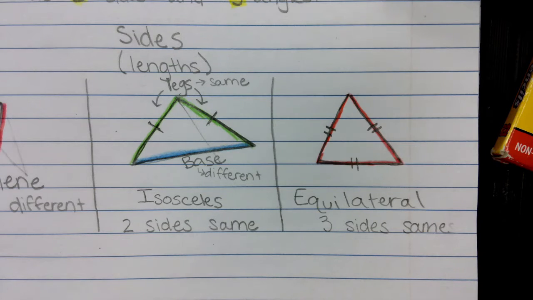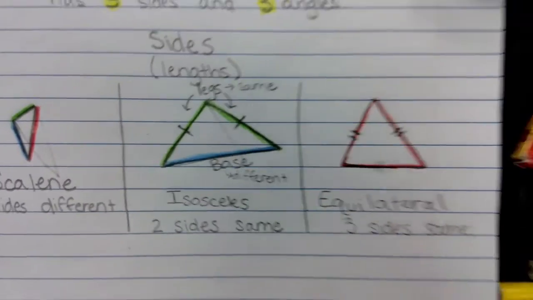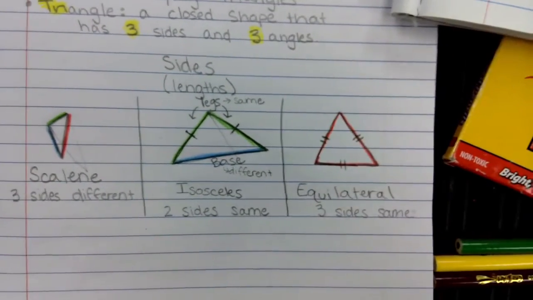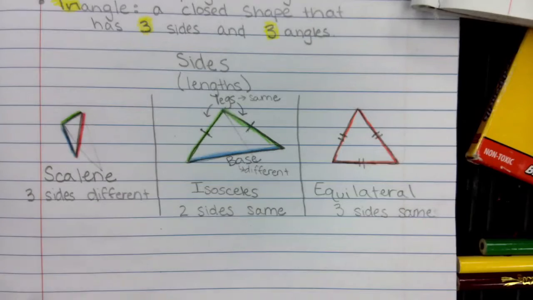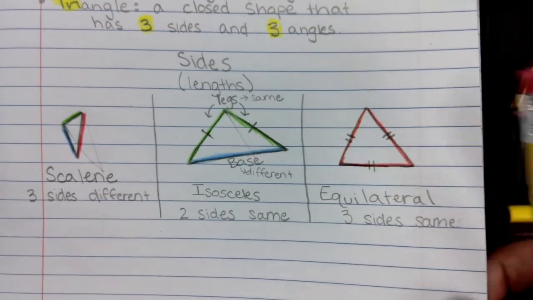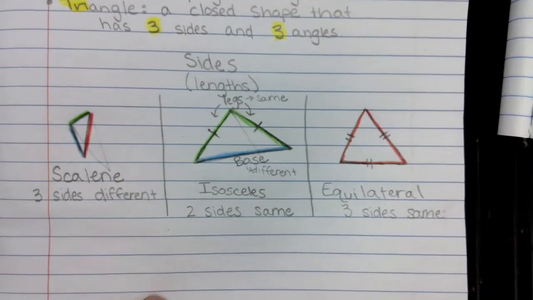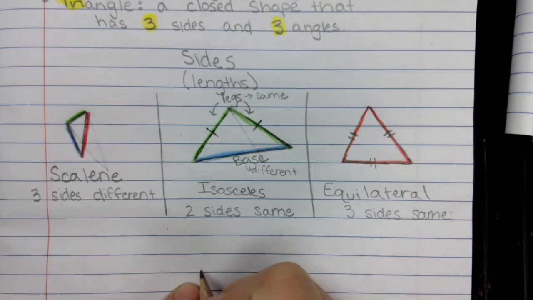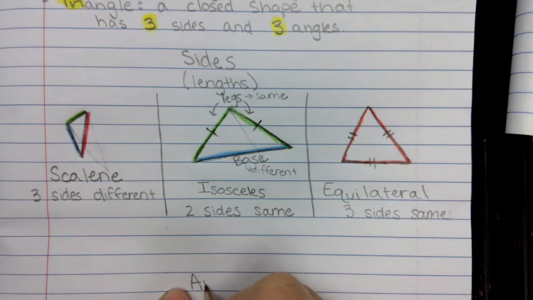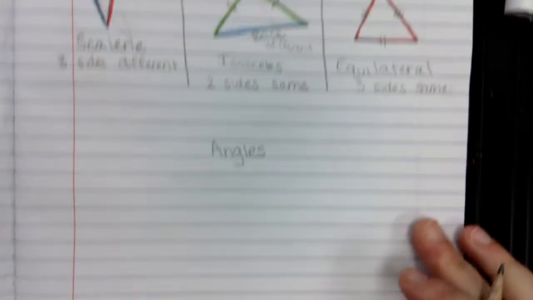Alright. That's how we classify by sides. So if it says what type of triangle this is, and you need to know it by sides, your three options are scalene, isosceles, equilateral. However, we have another way of classifying triangles, and this one a lot of people have been doing for a while, and that's by angles. Now with angles, there are 4 ways to classify triangles.